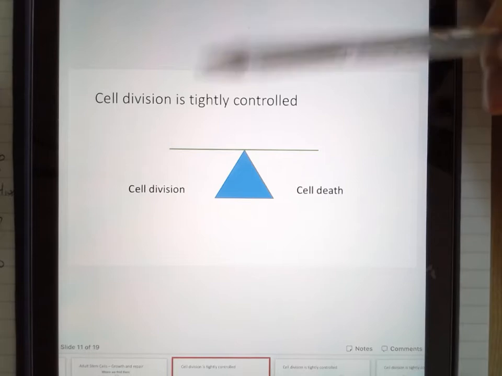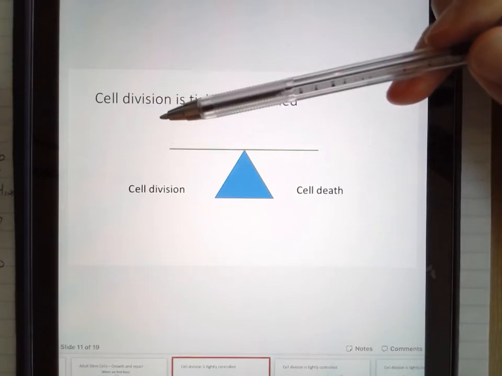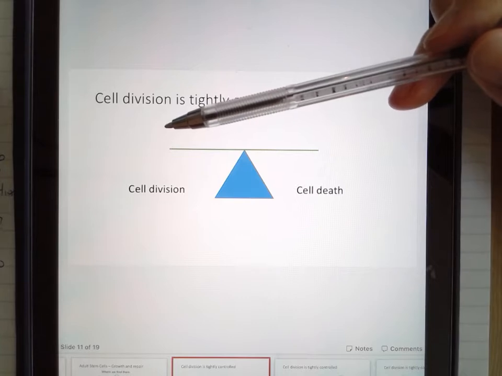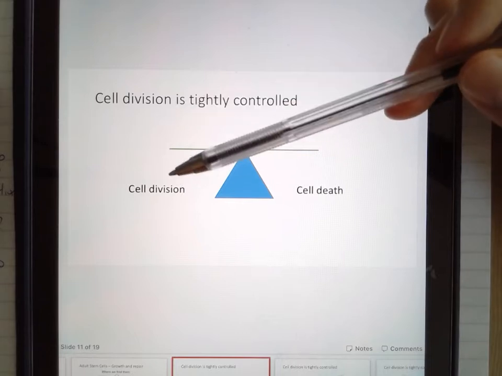Okay, and it says cell division is tightly controlled. By cell division, I mean when cells divide in two. So when cells grow, they divide themselves in two. So one cell becomes two cells. And then those two cells can divide themselves in two, and then you end up with four cells. Okay, so that's what I mean by cell division.